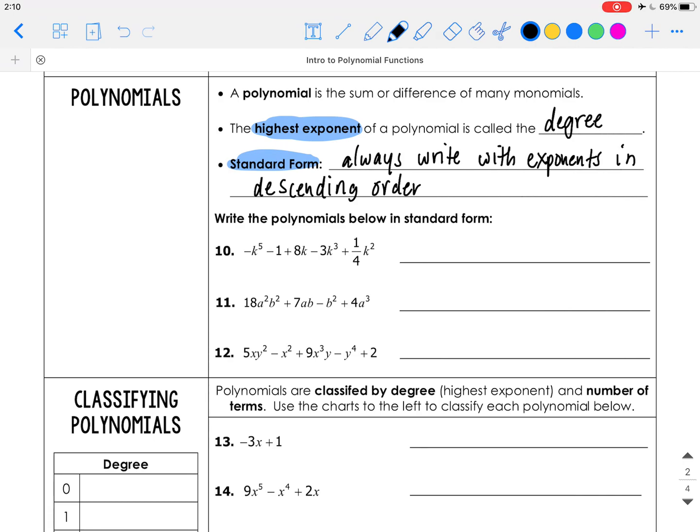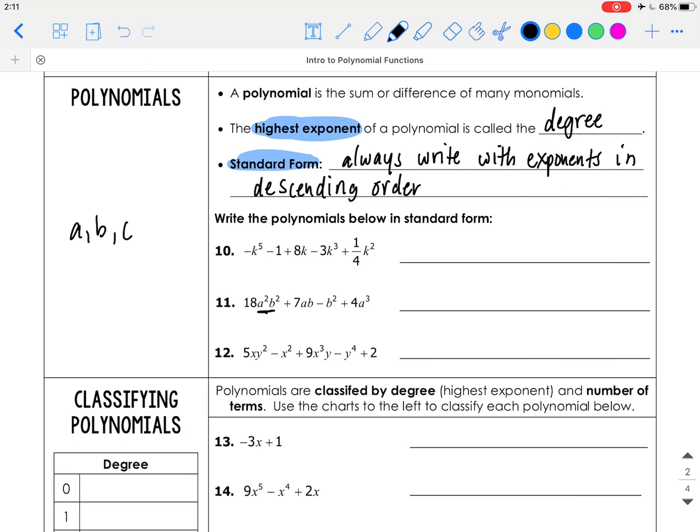Something else I want to talk about that I saw you guys kind of struggle with a little bit throughout the year is, what do you do if you have multiple variables, right? Like, for example, on 11, we have A and B, right? So what you always want to do is look in alphabetical order and find the highest degree. So for example, if I had A and B, I want to look at all of my A's and put the highest A first, okay? So let's try 10 first, and then we'll go to the ones with double variables.